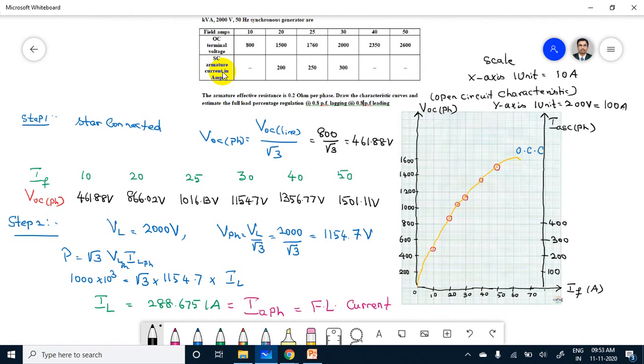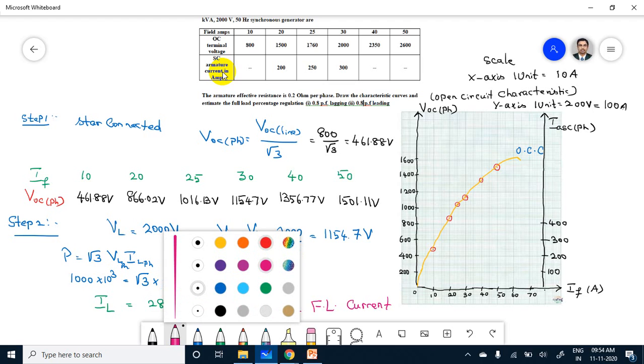The short circuit current value in a star connection: line current equals phase current. So this is the phase current, and this is the phase value. For 10 it is 0. For 20, how much? It is 200. Can we plot? For 20 it is 200.